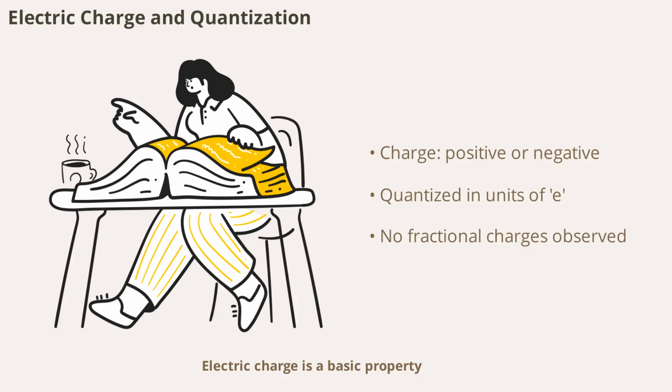Electric charge is a basic property of matter responsible for electric phenomena. It comes in two types, positive and negative. The quantization of charge means that charge exists in discrete packets, not in a continuous flow. The smallest unit of charge is the charge of an electron or proton, denoted as e. All observable charges are integer multiples of the elementary charge. This concept is crucial because it explains why we never observe fractions of a charge in isolation. Understanding quantization lays the groundwork for all further discussions in electrostatics.